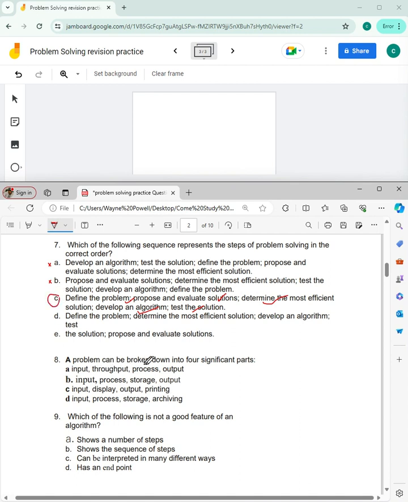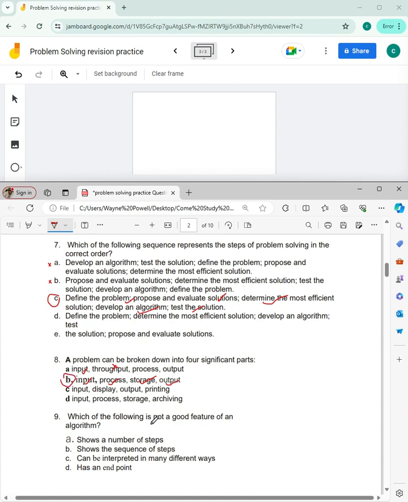A problem can be broken down into 4 significant parts. What are they? Remember? We know input is one of them. Throughput is not one of them, so A is not the answer. Input is a significant part. Process, yes. Output, yes, and storage. So this one.